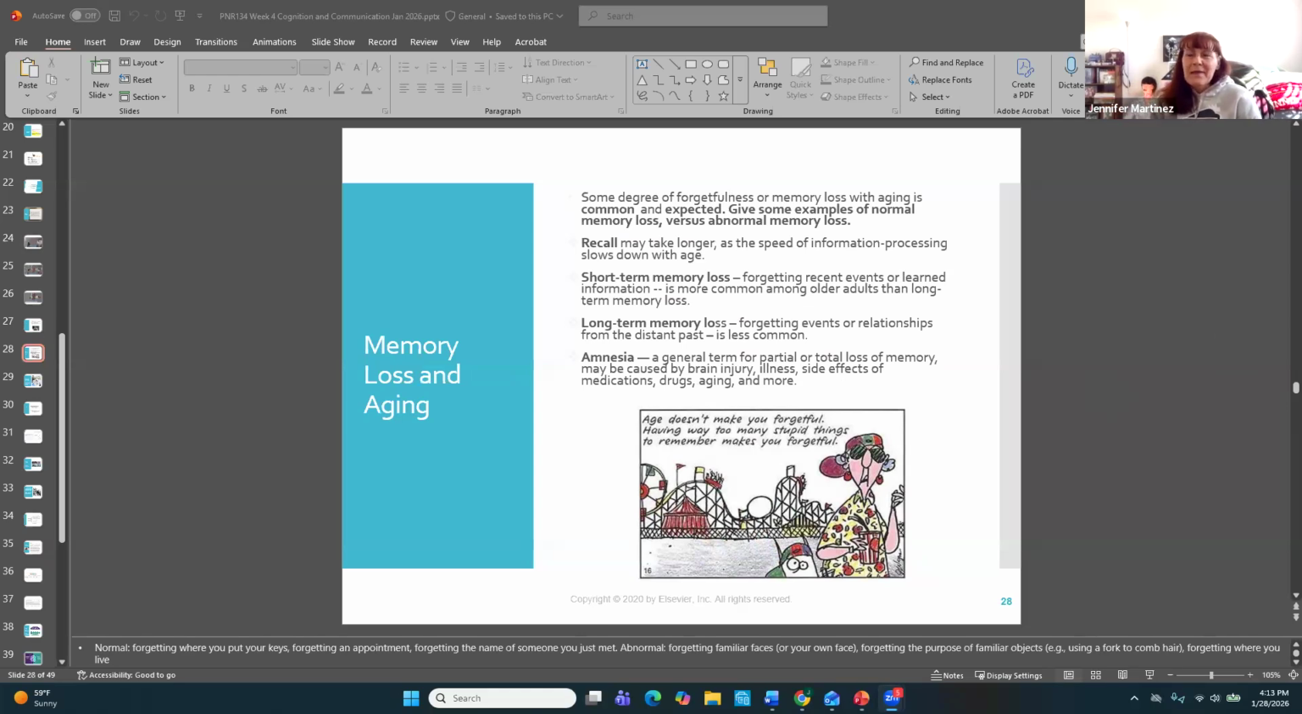So memory loss and aging. Some degree of forgetfulness or memory loss with aging is common and expected. So what are some normal things? I mean, even think about some of the things that you do, and you're not older. But what are some normal memory loss type things?